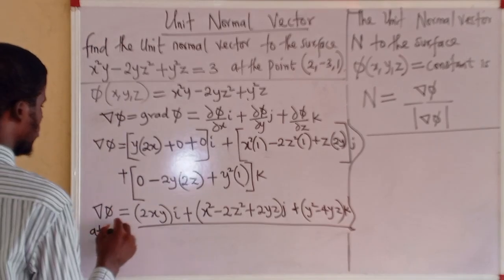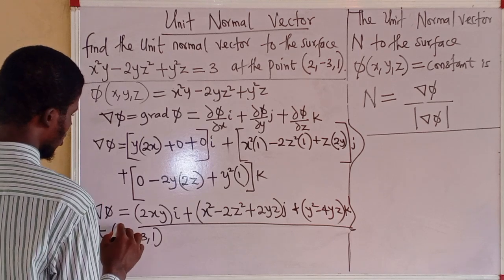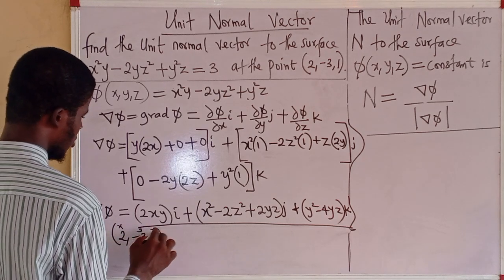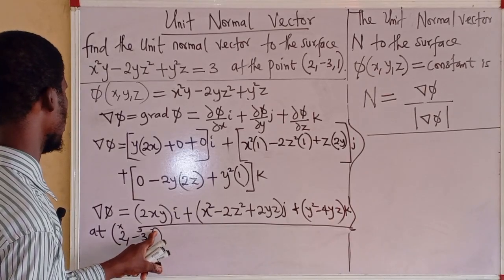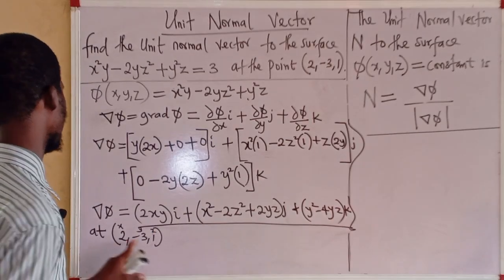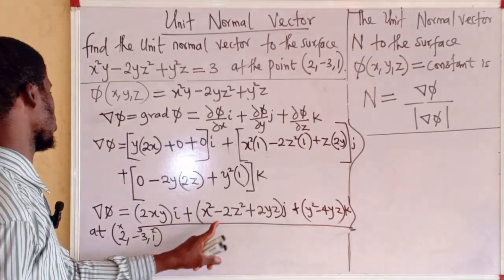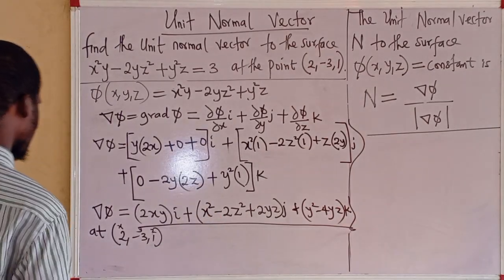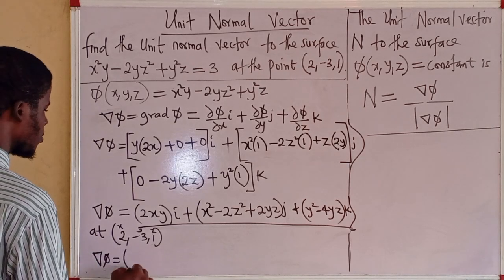At the point, this is x, this is y, and this is z. X is 2, y is minus 3, and z is 1. So we are going to substitute the values for x, y, and z into this vector function. So the grad of phi is equal to this.